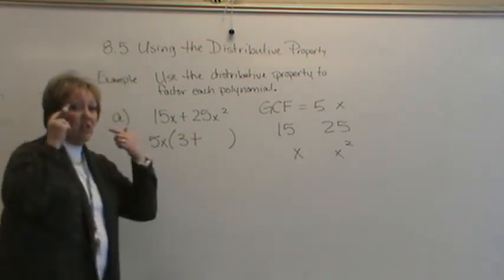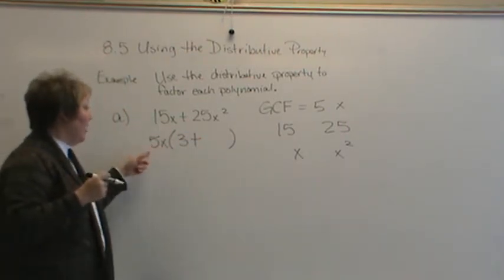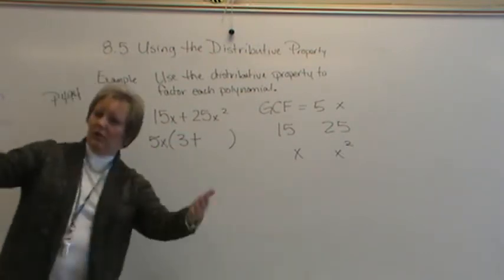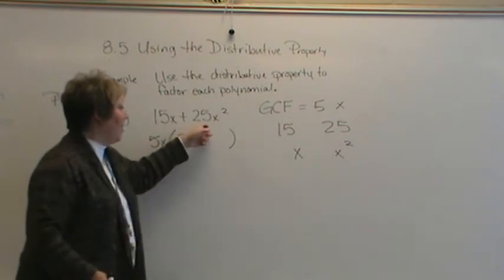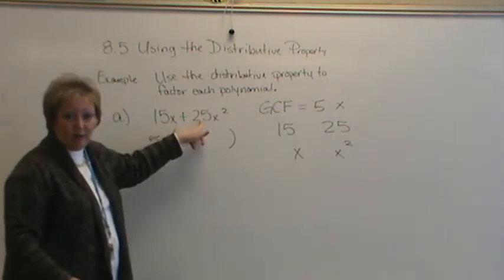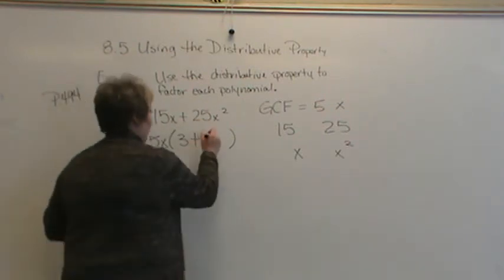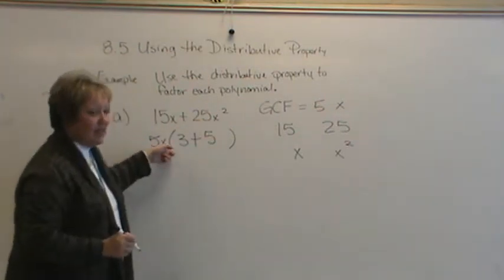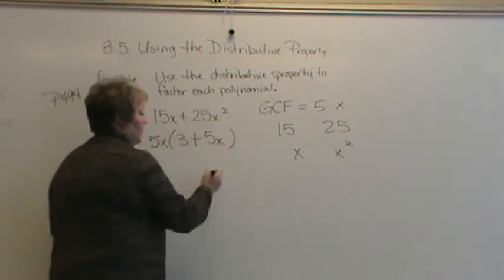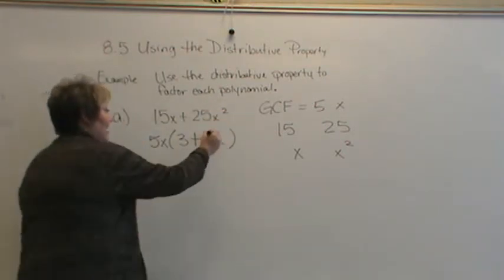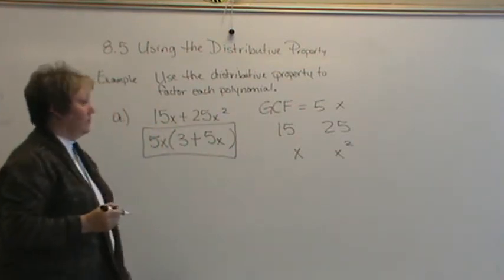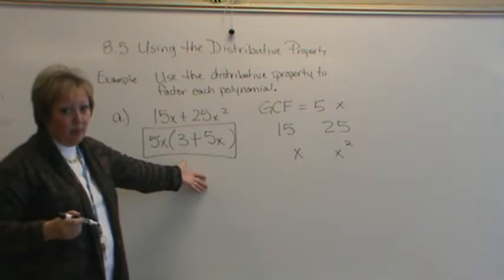Now, what number can I multiply 5 by to get 25? Of course, that is 5. And x times what gives you x squared? Well, that would be x. That is your factored answer. We have factored that polynomial.